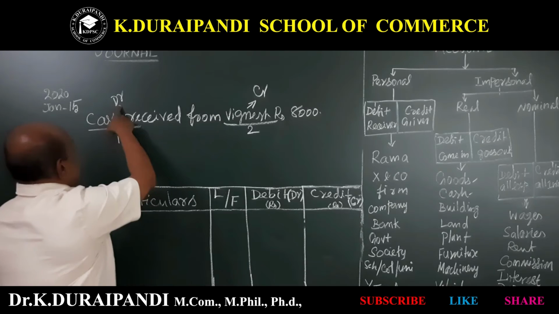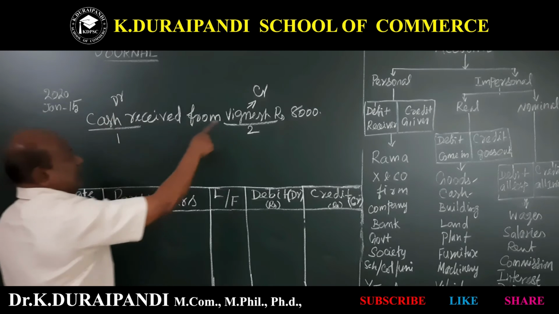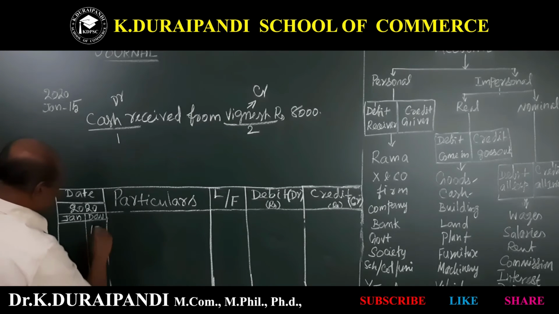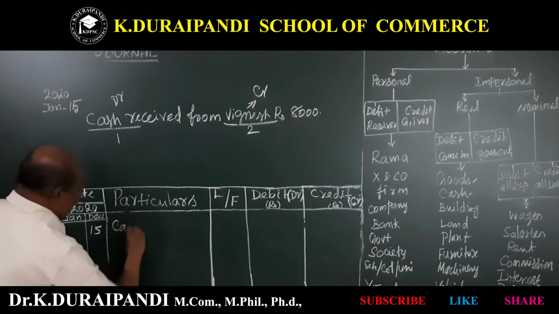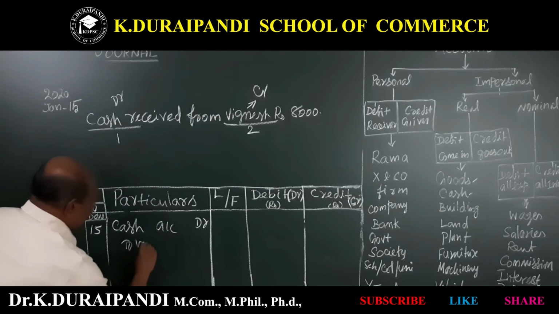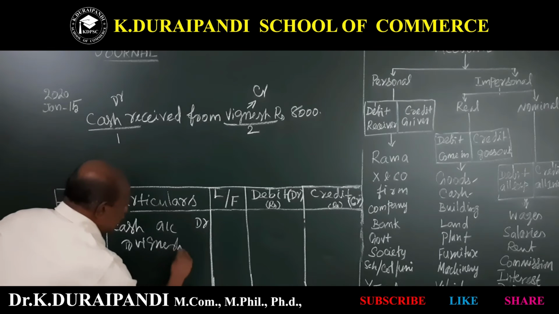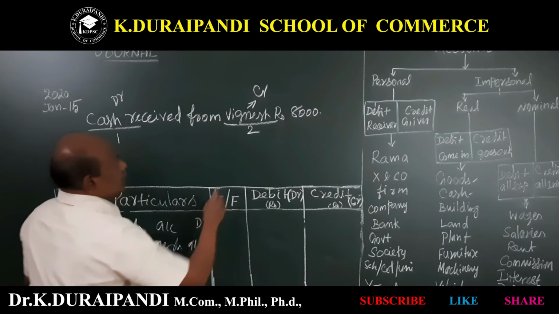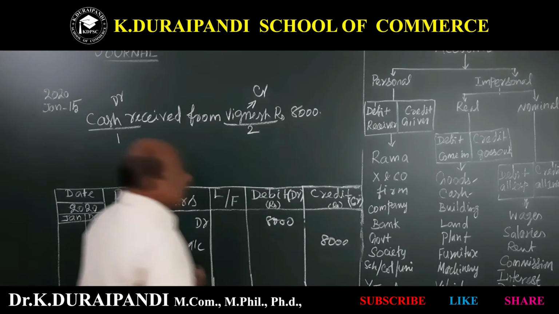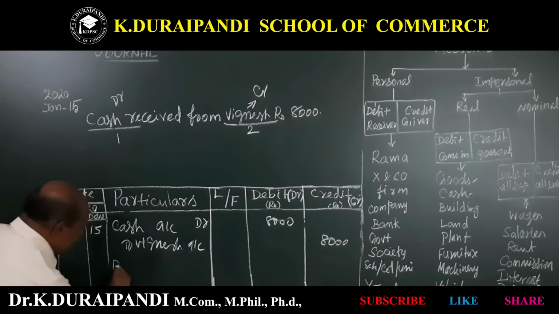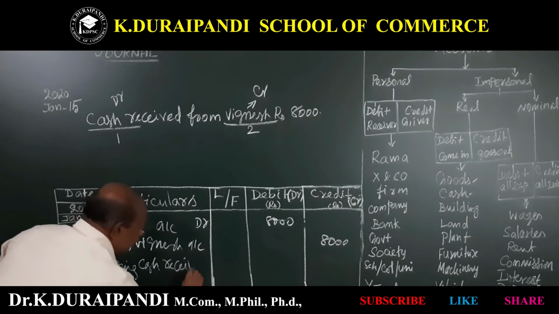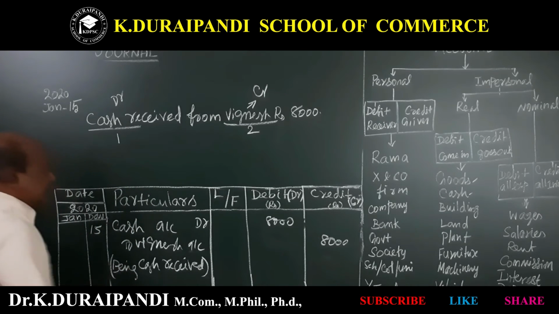First you write in the journal the debit aspect, then the credit aspect. Put the date 15, cash account, debtor, to Vignesh account, 8,000 rupees in the debit column, like that in the credit column. Being cash received. That is the narration.